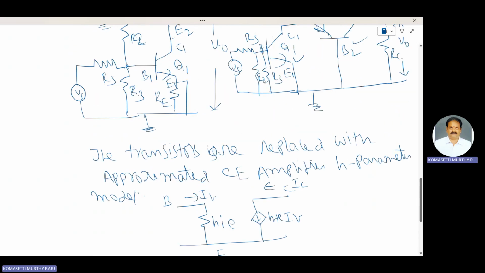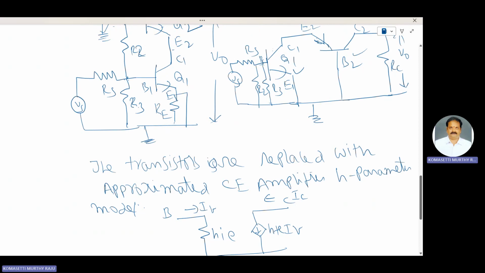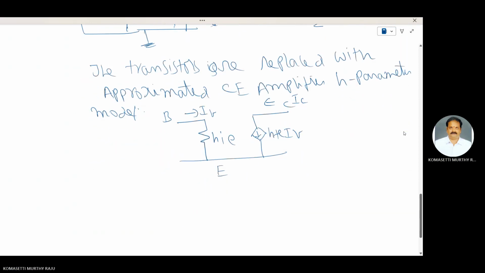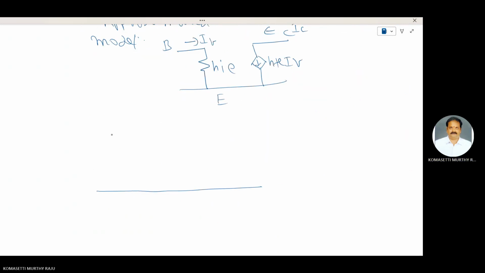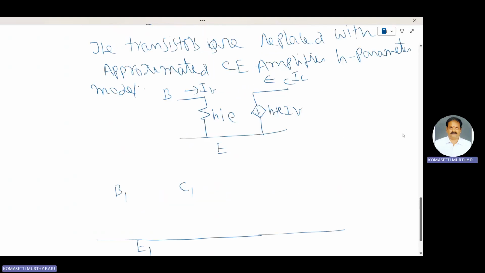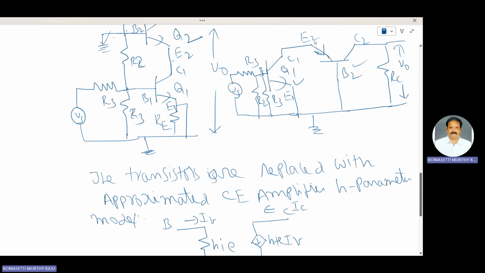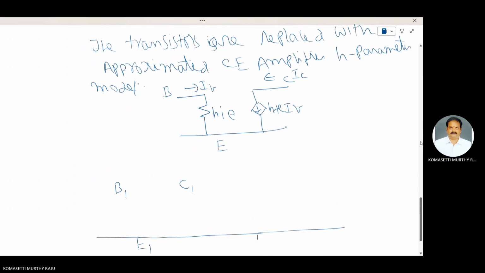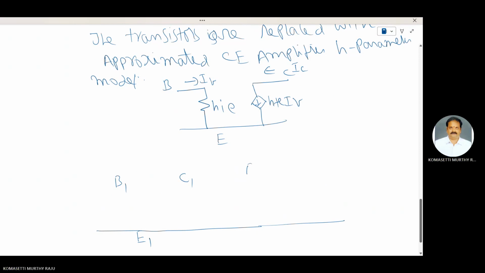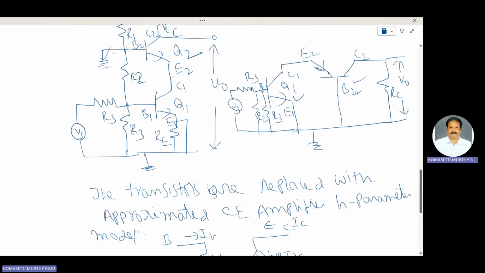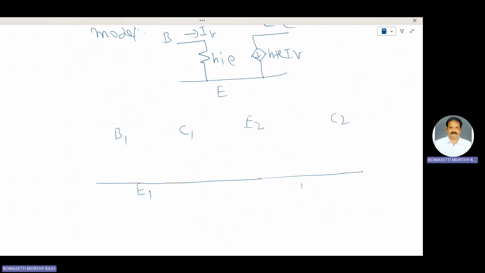For the Q1 transistor, B1 is input, C1 is output, E1 is ground. For the CB configuration, E2 is input and C2 is output, and B2 is the ground. This one is B2.